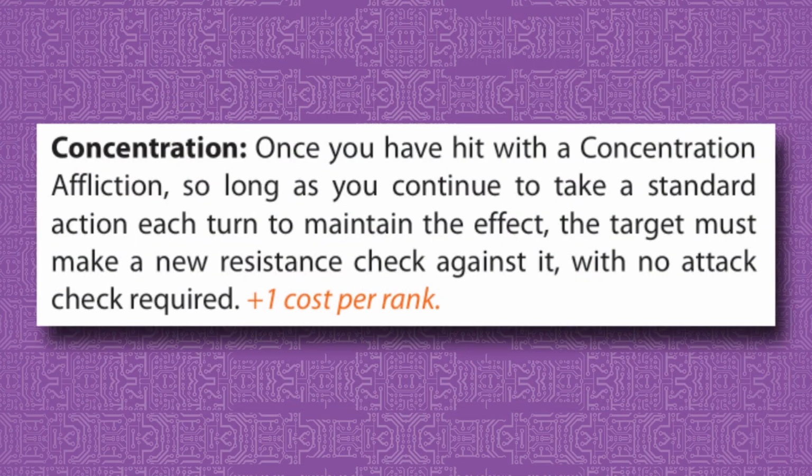Concentration costs 1 point per rank. Simply put, if your target fails their initial resistance check, instead of making more attack rolls to worsen the affliction degree, you can spend a standard action to auto-hit them again.